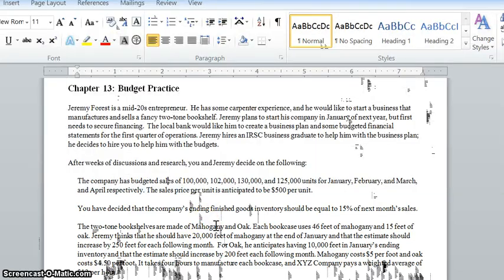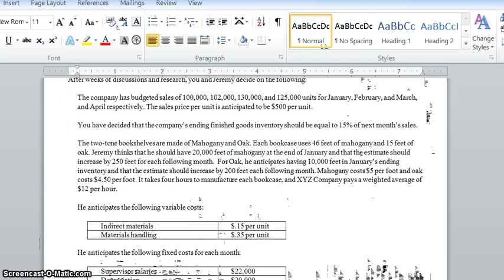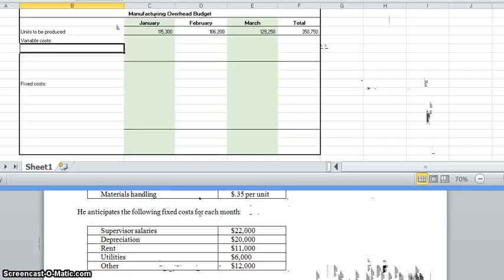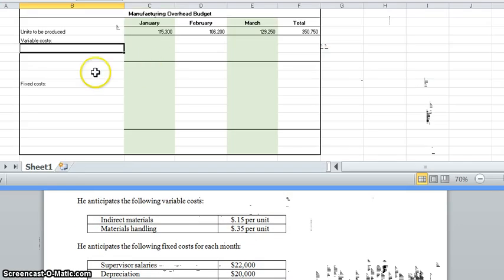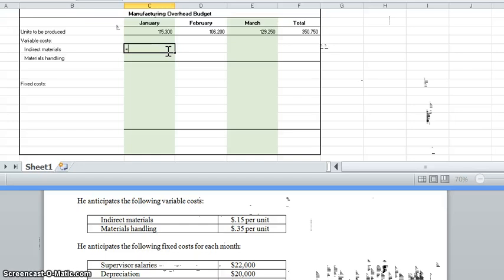So according to our problem here, we have the following variable and fixed. Let's do variable first. We only have two variable. We have indirect materials, and then we have materials handling. Now our indirect materials are supposed to be 15 cents per unit. So 15 cents times the number of units to be produced. We're going to do that for each one.